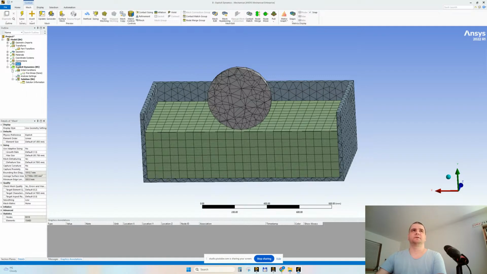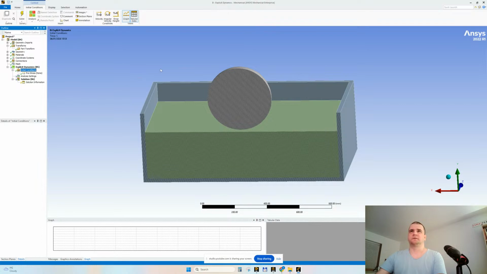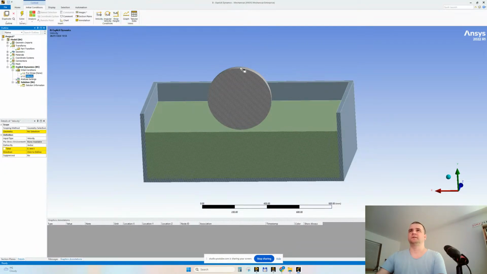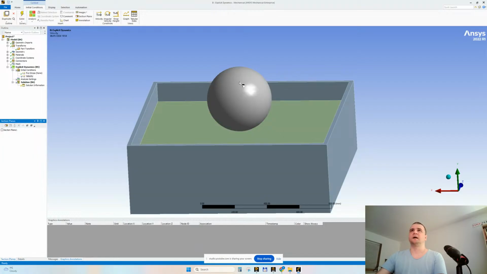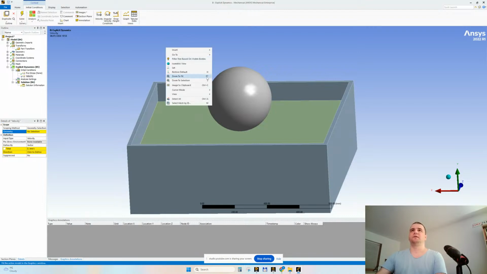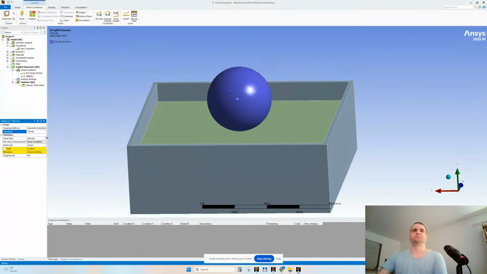The first boundary condition would be an initial velocity. Initial velocity, click here, we have the part. The direction is vertical on the y-axis. It didn't work. Why? Because I am selecting a face. Yes? The initial condition loads require a solid selection, a body selection, which means right click, cursor mode, body. Click body, apply. All right.